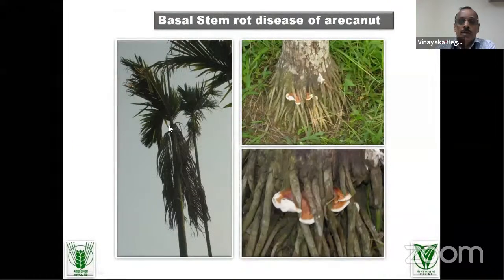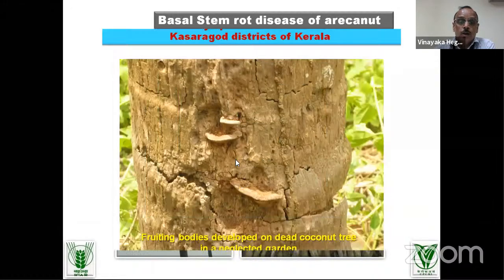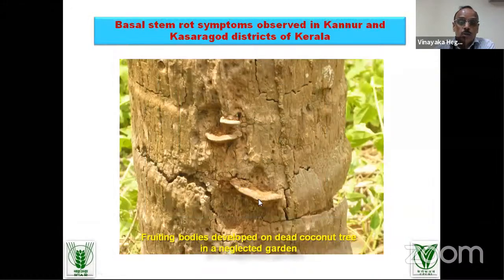This is in arecanut also, the same problem is there. It comes in arecanut also. This is the mushroom type. Later on, Ganoderma produces the fruiting body. In the later stage, the fruiting bodies are produced on the basal portion of the stem, in coconut also, when it is in the advanced stage. By that time, the damage to the root system as well as the stem would already have occurred.